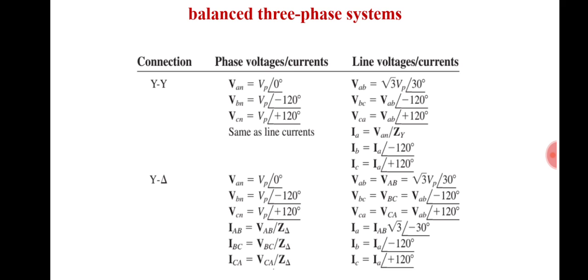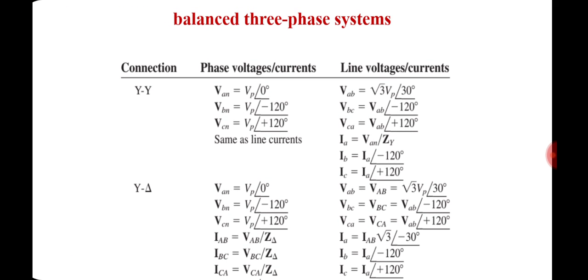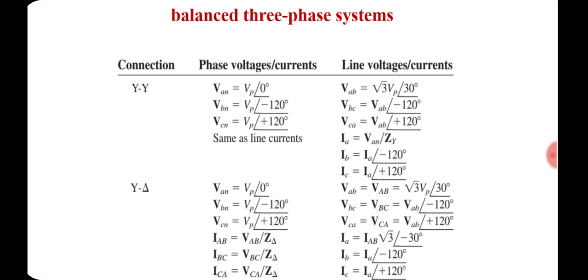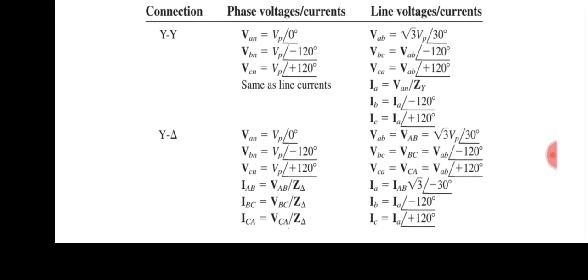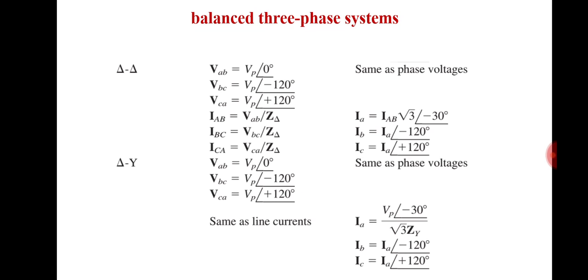Line voltages: VAB is equal to root 3 VP with angle 30 degree, VBC is equal to VAB with angle minus 120 degree, VCA is equal to VAB with angle plus 120 degree. And line current, here we see line current same as star delta connected. Here line current and phase voltages and phase currents are same. Put the equations, same as delta connected and delta star connected.